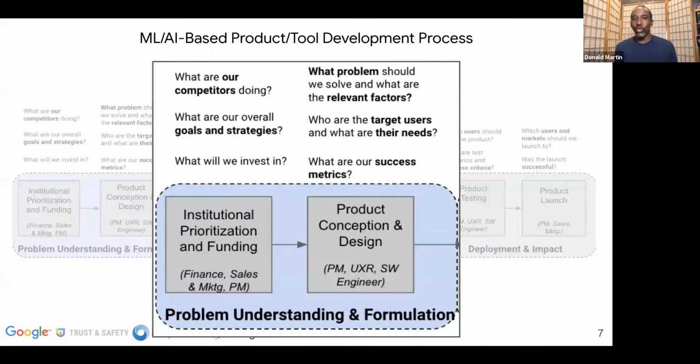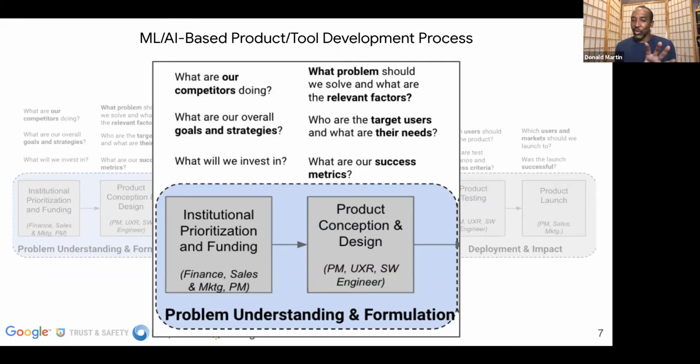And so I want to drill into that for a second. The sorts of decisions we're talking about are even what are our goals and strategies as an organization that impacts this target variable selection? What problems should we solve? What are the relevant factors? That's a super critical decision, choosing those factors. Who are the target users? Who do we think we're delivering this technology to? And what are their needs? And so these decisions are high stakes.